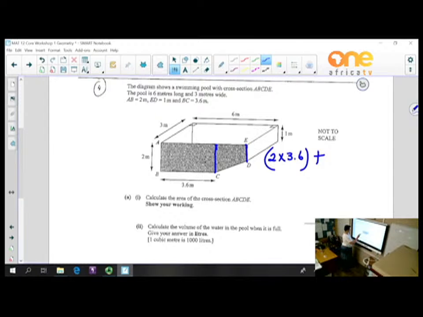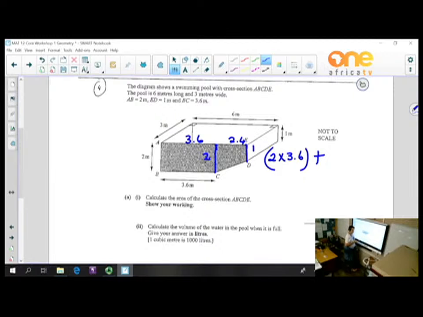Now, if this one is 3.6 and that one is 6, it means this part here is also 3.6. So we can subtract the 2 from each other, and then we can see that the height there is 2.4. So this is also 2 meters there, and this one is 1 meter. There we can see it's 1, and this one is 2.